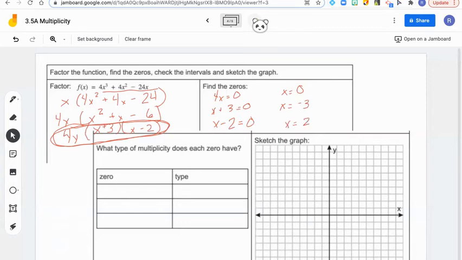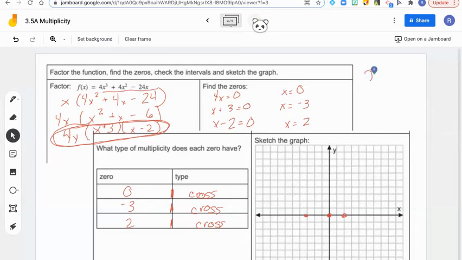So I need to figure out what this graph is going to look like. These all have a multiplicity of 1, which means that each one of these is going to cross our graph. So let's start by marking these here on our graph. We have a 0, 2, and a -3.